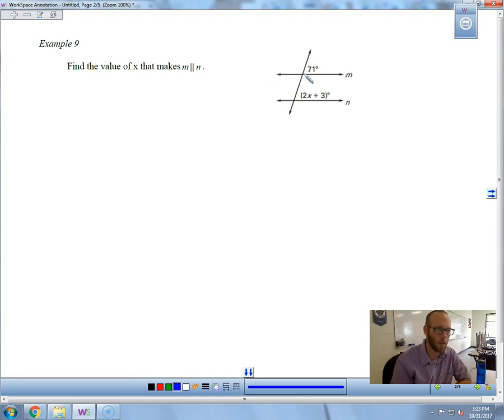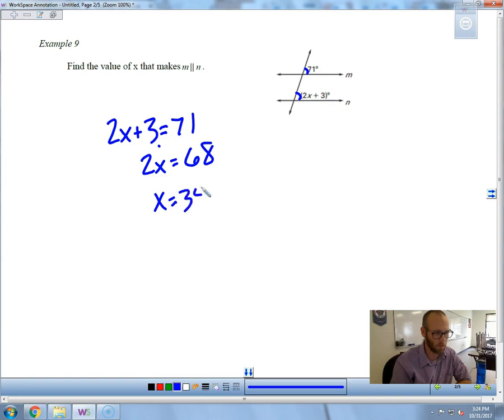We know if corresponding angles are congruent, then the lines are parallel. This is only going to happen when 2x plus 3 equals 71. So subtracting 3 and dividing by 2, when x is 34, the lines will be parallel. Check it. 2 times 34 is 68 plus 3. That makes this angle 71. If both of those angles are 71 degrees, then the lines are parallel.